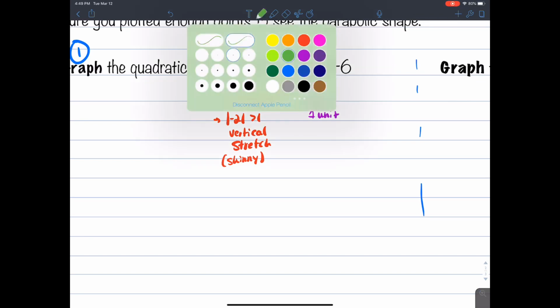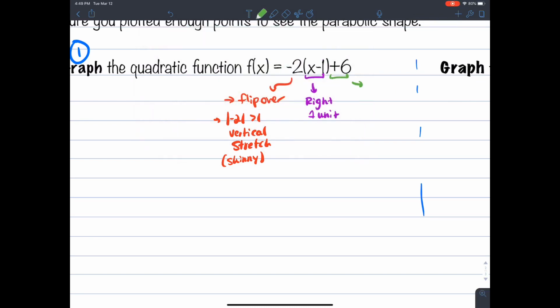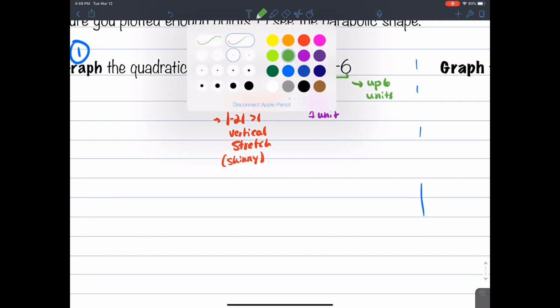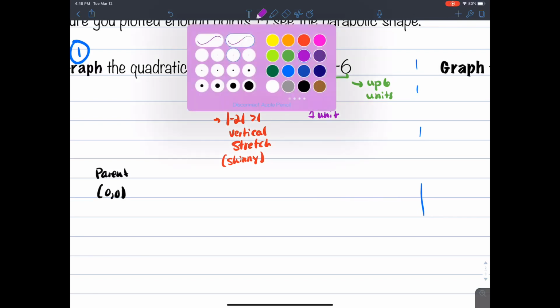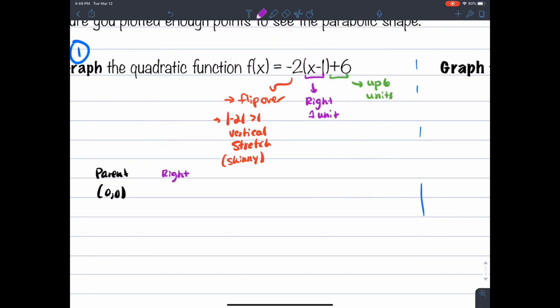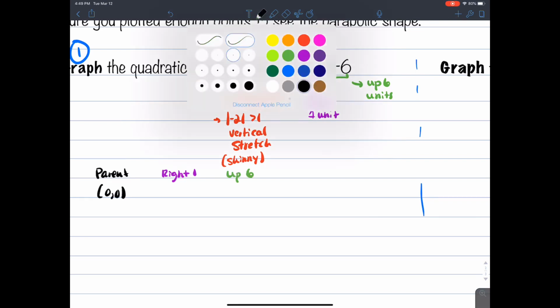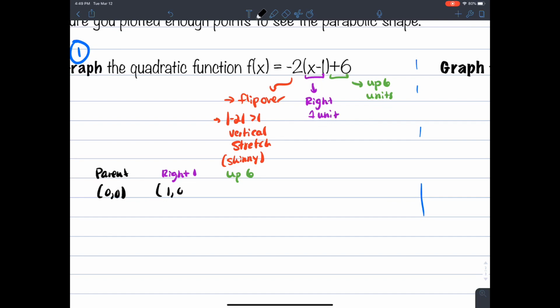And then our k value is a +6. And we know that if it's up, it's a positive. So +6 means we go up 6 units. So if I needed to plot the vertex, we could think about the parent vertex. It starts at 0, 0. But if I follow the idea of moving right 1 and then up 6, we could do that in parts. Well, if I move right 1, my x value would change to +1. And then if I moved up 6, my y value would change to +6. So my vertex is at the point 1, 6.